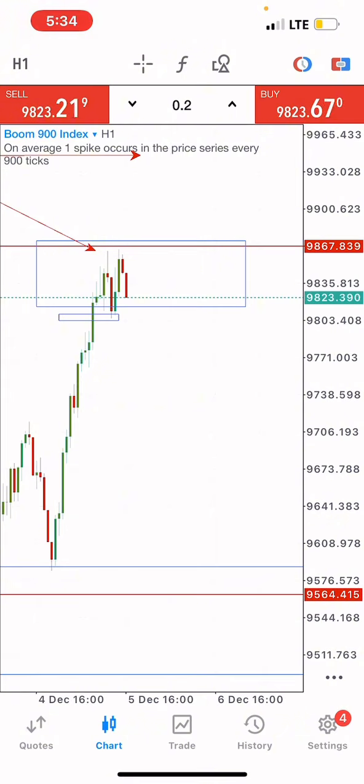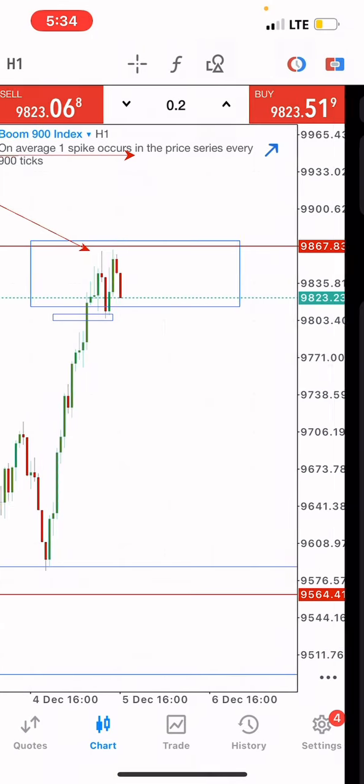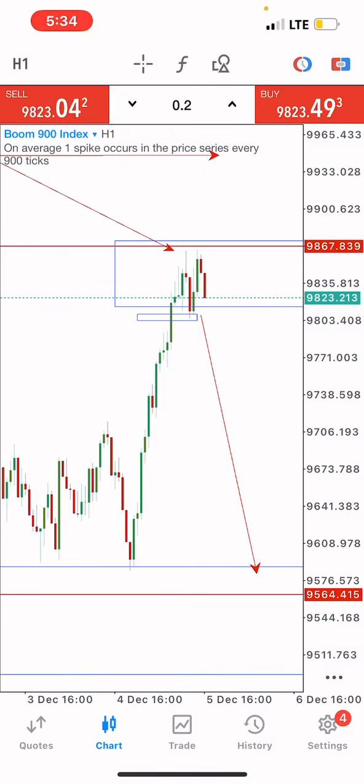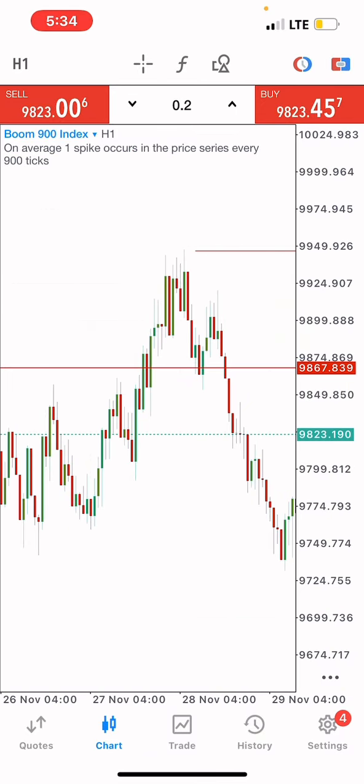I'm not saying price might not spike at that level. We might be able to catch spikes at that level, but the chances of that happening are really slim compared to when price has broken that level and retested that level, or when price has come down to this other level, right? So I'm going to go to a lower time frame right now.